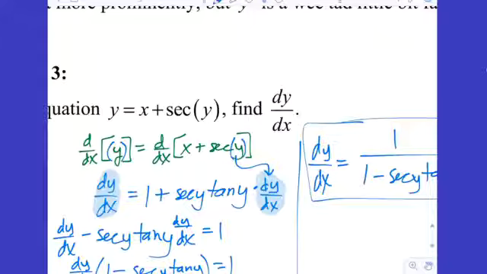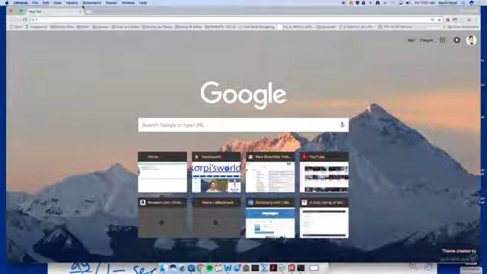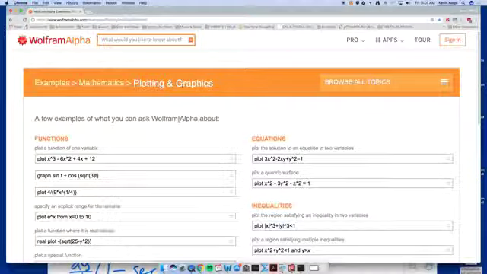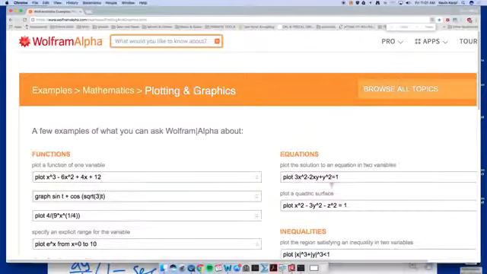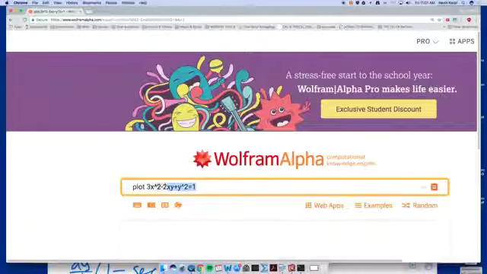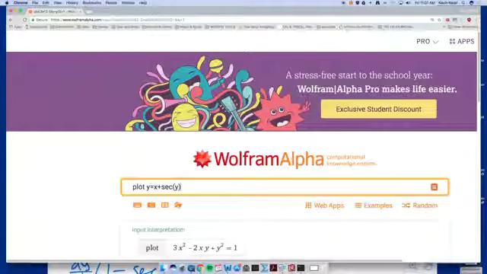Okay, it is interesting. Now, we can't graph this on our calculator to see what the graph looks like. Why? Yeah, the calculator requires you to solve it for y as a function of x. But you can do the following. You can go to the World Wide Web, and you can go to Wolfram Alpha. And if you go to their plotting and graphics page, right here it says equations. Plot the solution to equations in 2 variables. So let's do that. I'll just type it in. You leave the plot there, and then you type in y equals x plus secant of y.